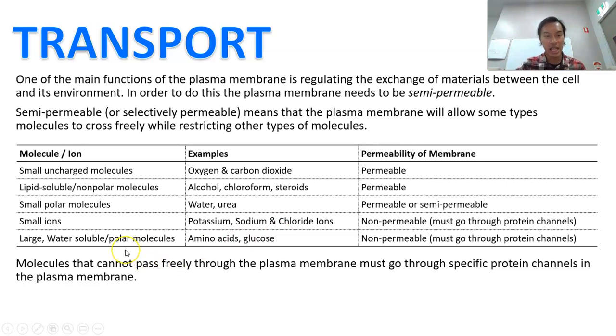And then anything that is large, anything that is solid, water soluble, and anything that is large and polar must go through the protein channels as well. So that includes things like glucose and amino acids, right? Any molecule that isn't going to pass through the phospholipid bilayer must go through the protein channels.